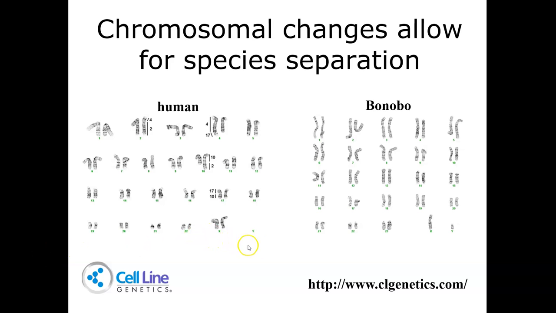So this is human versus bonobo monkey. You can see that we have 22 plus our sex chromosomes. This is obviously a female, doesn't have a male chromosome, but this is a male bonobo monkey, 23 chromosomes. So there's this species separation, where the changes in the chromosomal number allow for that separation.